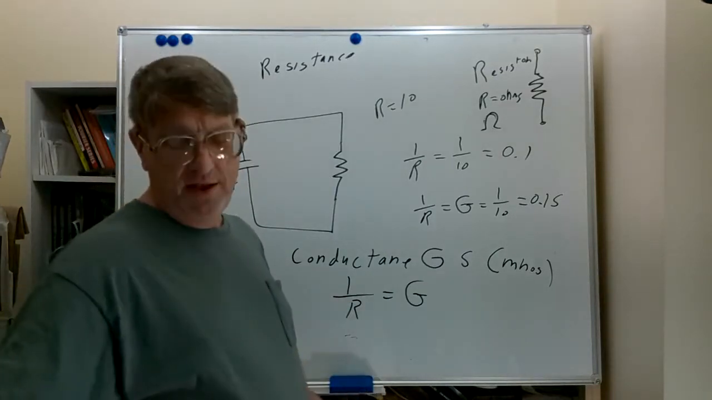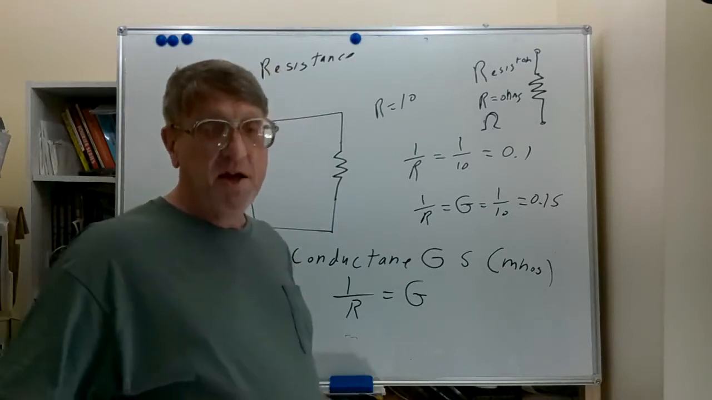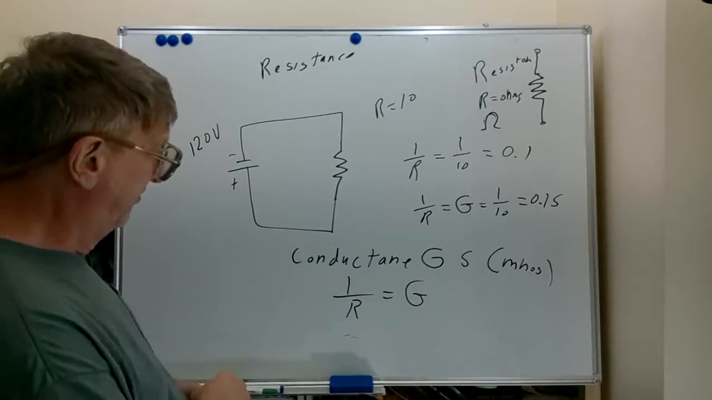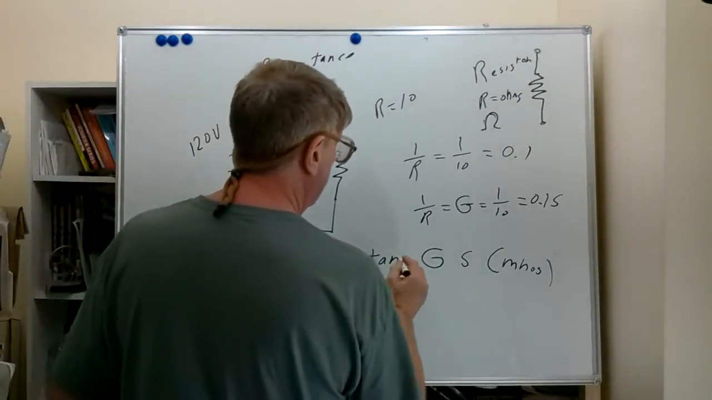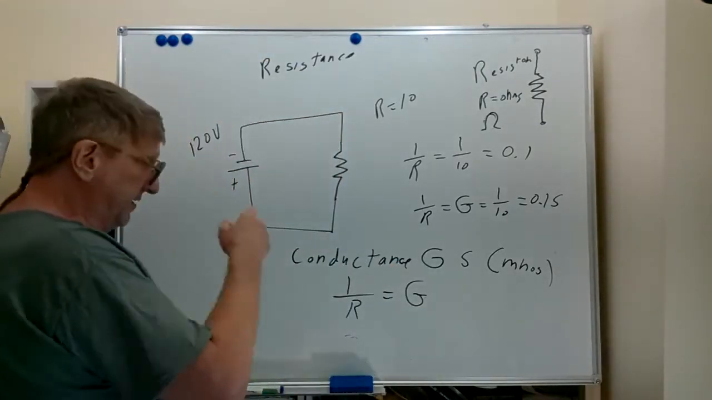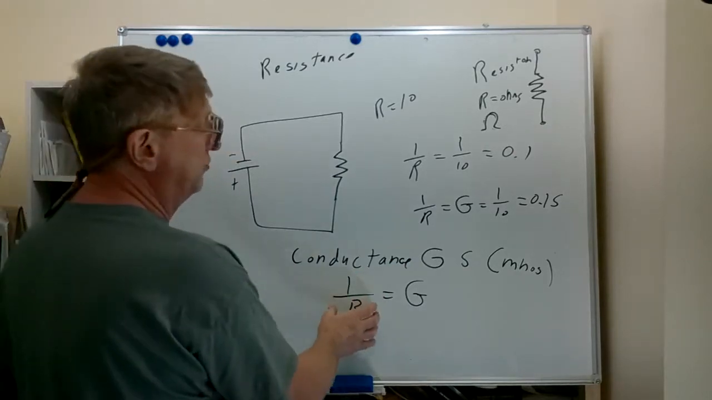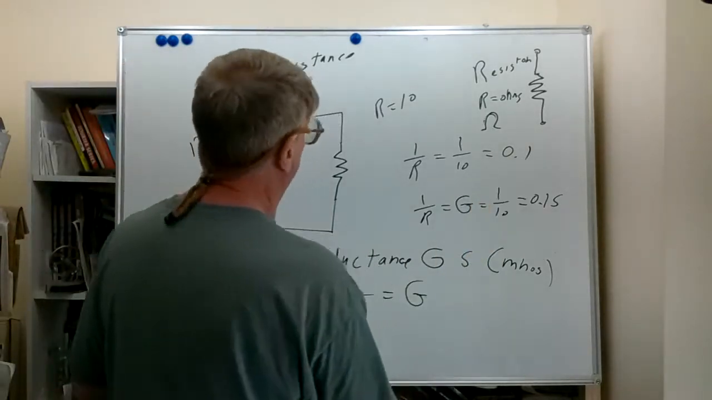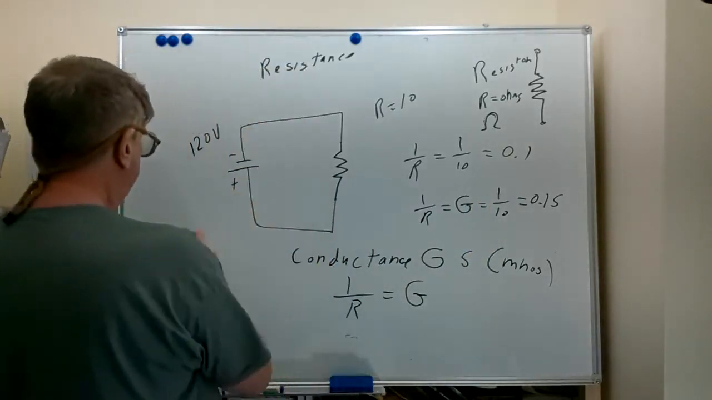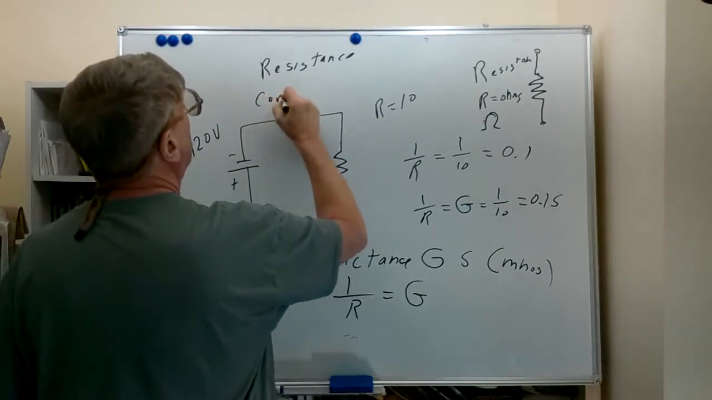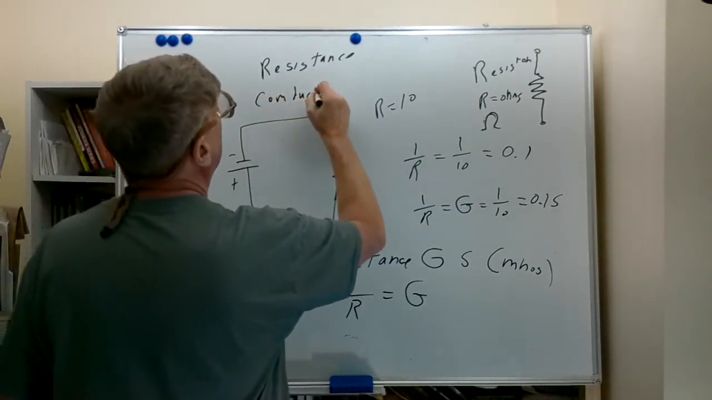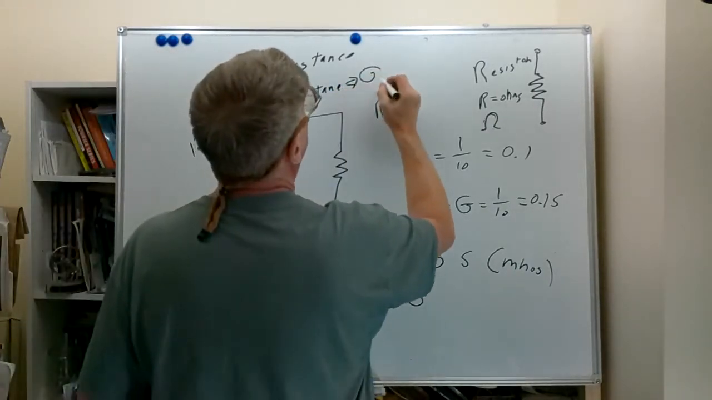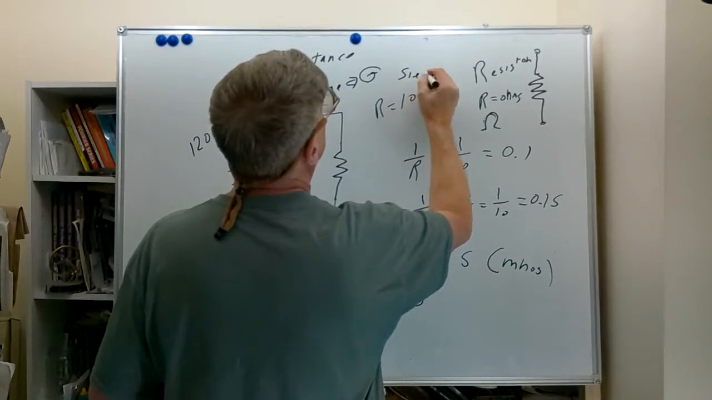Why would we use something like conductance? Some types of problems are easier to work out using conductance than they are with ohms. For now, just remember that conductance is the reciprocal of ohms, and it's the unit called Siemens, which I'll write down here. Conductance is G, and it's in Siemens.